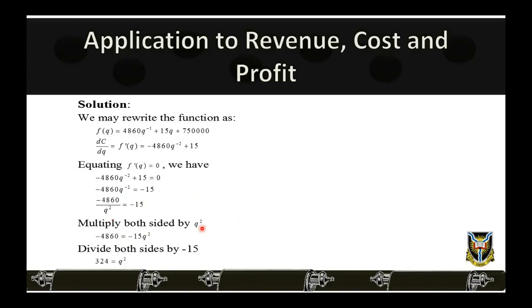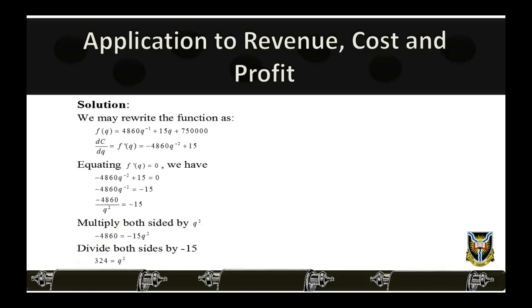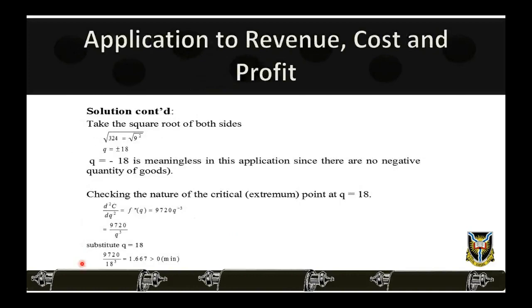Multiply both sides by q². -4,860 = -15q². Divide both sides by -15. 324 = q². Take the square root of both sides. The square root of 324 equals the square root of q². Therefore q equals plus or minus 18. The value q = -18 is meaningless in this application.